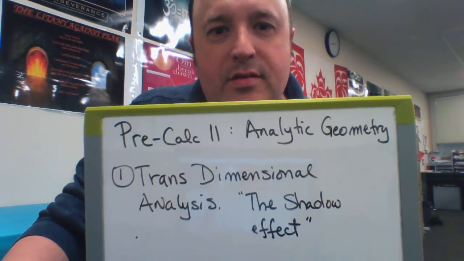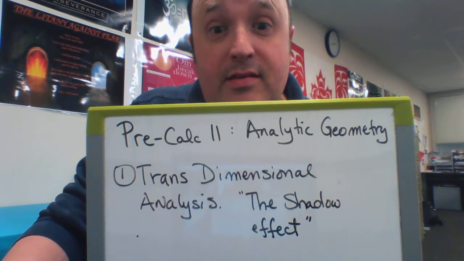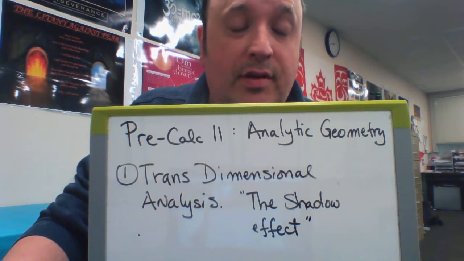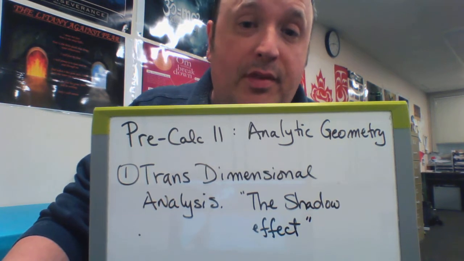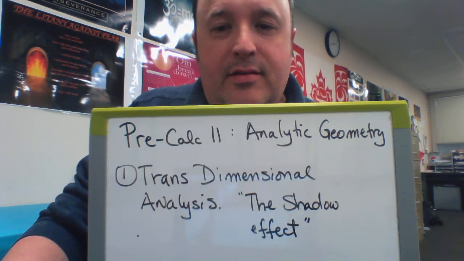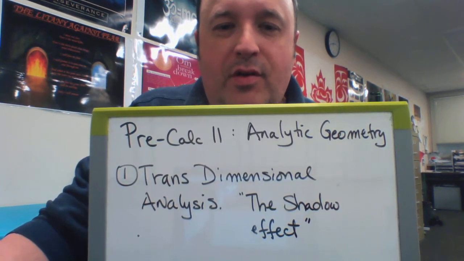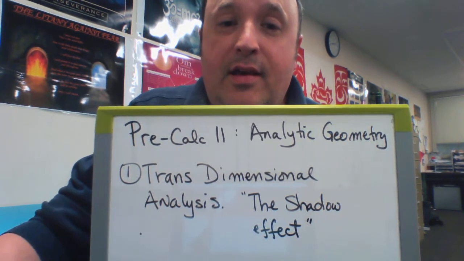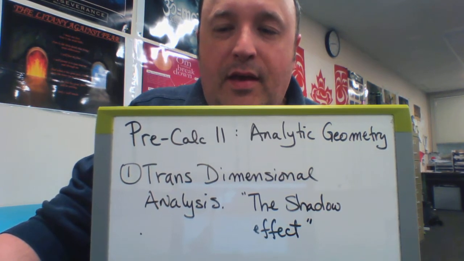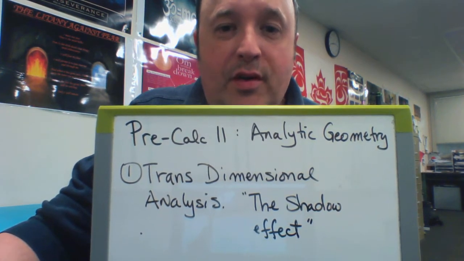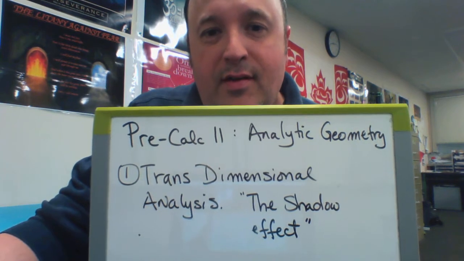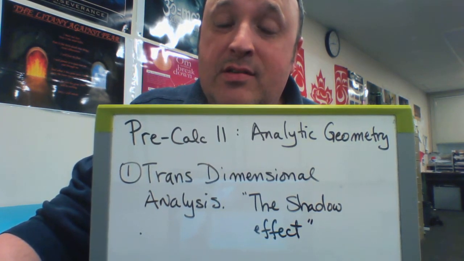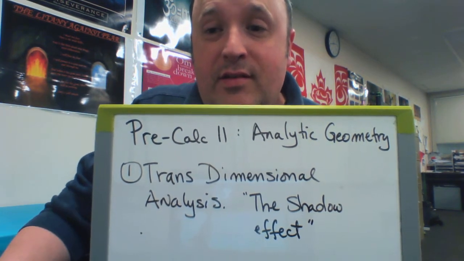Hey there, grade 11s. So today this lesson talks about the last part of the Analytic Geometry booklet that we've got going on. It links up with the other video, and it talks primarily about something called the trans-dimensional analysis, or what we call the shadow effect. And so we'll be solving some inequalities, algebra inequalities by hand using algebra. And then we'll look at how the graph helps us answer these questions. And you'll see what I mean by the shadow effect.